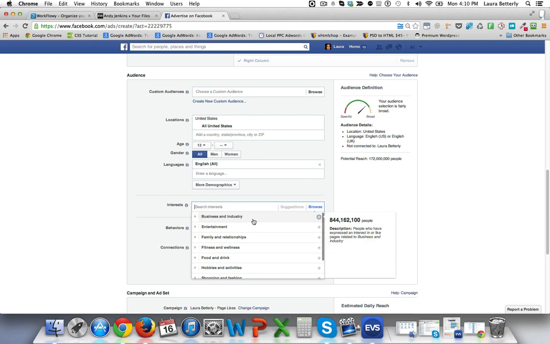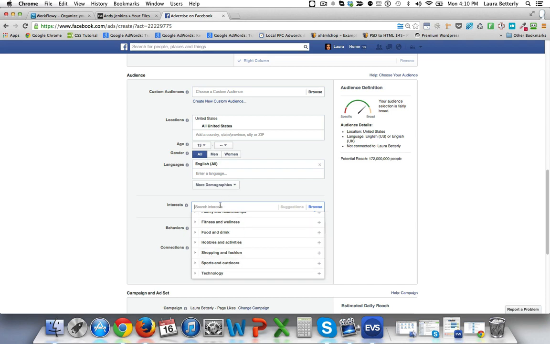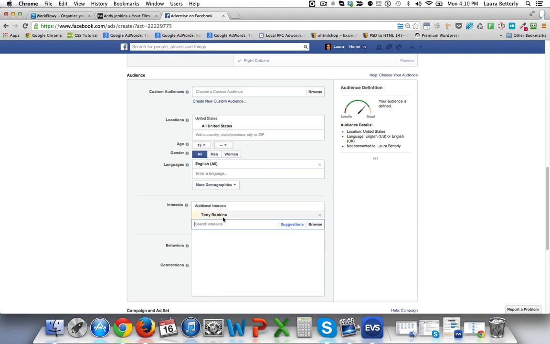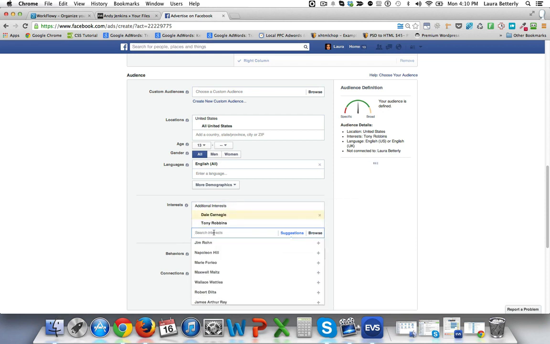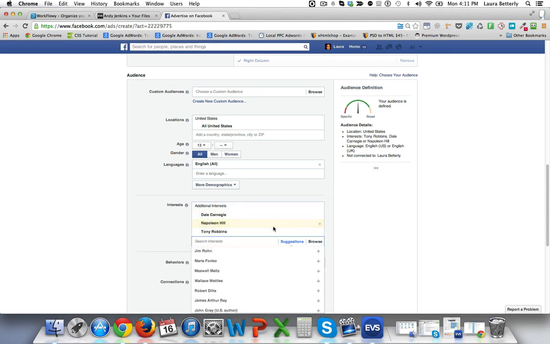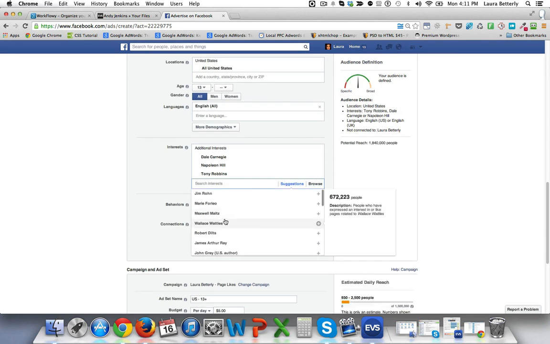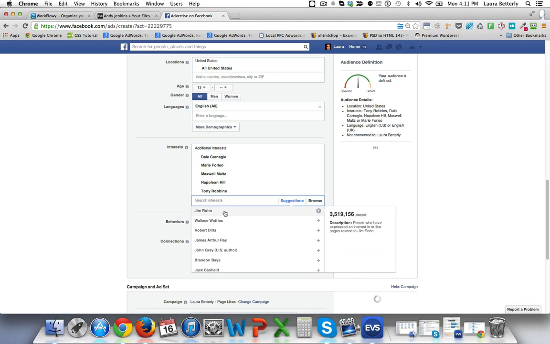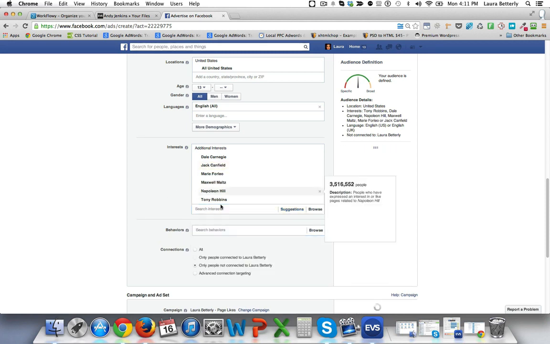Interests. Well, there's business and interest, all these different interest areas, food and drink, hobbies, technology, but we can also do things like what we did on the other one, Tony Robbins. And interestingly enough, once I do that, it's going to give me some other Napoleon Hill. It'll give me a whole bunch of other suggested things. I have no idea, Marie, I know some of these guys. It's kind of interesting. Jack Canfield, that's the chicken soup guy, right?